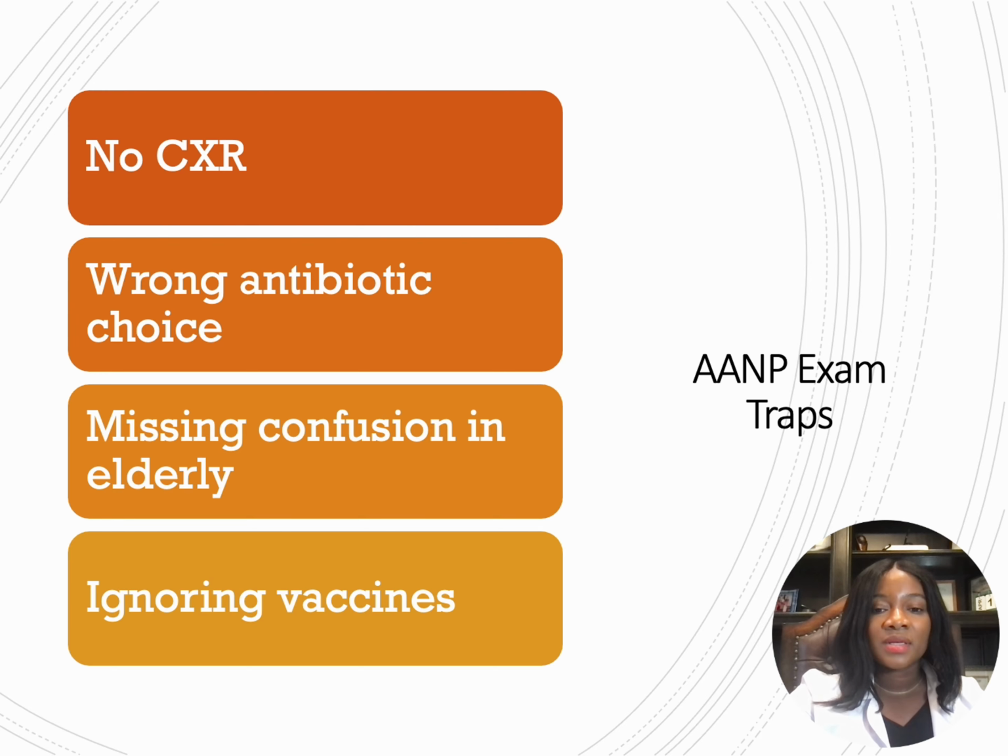Now let's talk about some exam traps. Exam questions often test what you forgot to do, like ordering a chest x-ray or addressing vaccination status. So make sure you remember that. Chest x-ray, make sure you choose the correct antibiotic for your patients with or without any comorbidities.